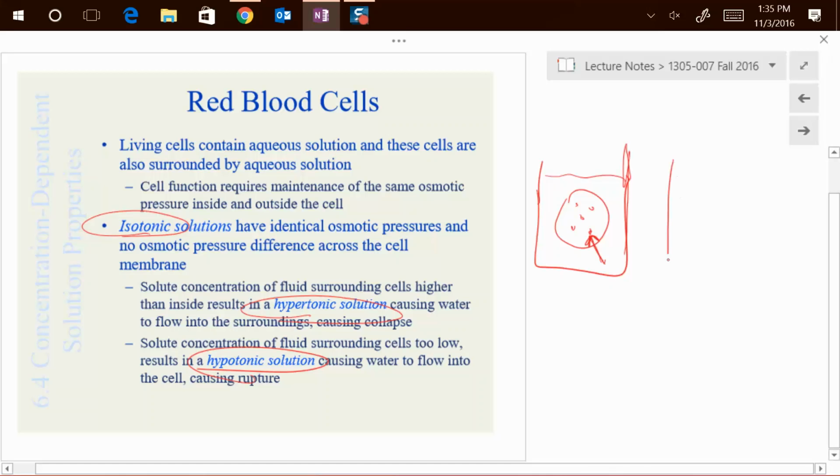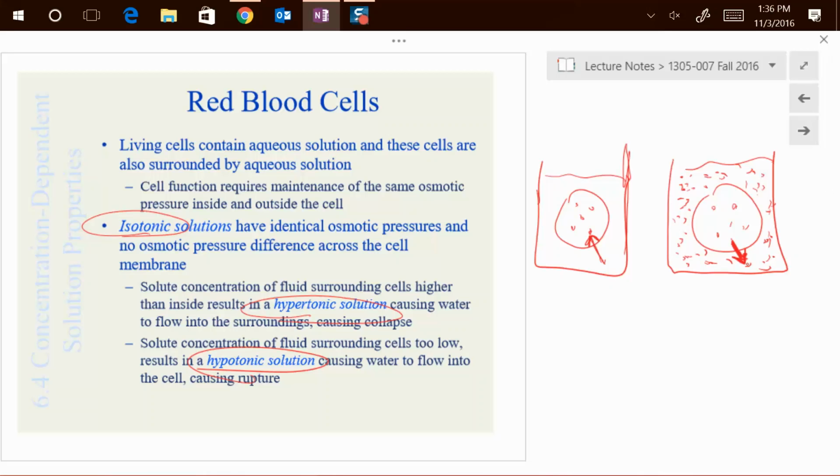Now, if you stick that same cell, here it is. It has some salt in it, but the solution outside of it is super salty. Way more salty than the cell. Now, which way is the water going to move? The water is now going to move out of the cell, right? It's going to move out, and what's going to happen to the cell? It's going to shrivel. It's going to crenate, okay? So it's going to get all dried up.